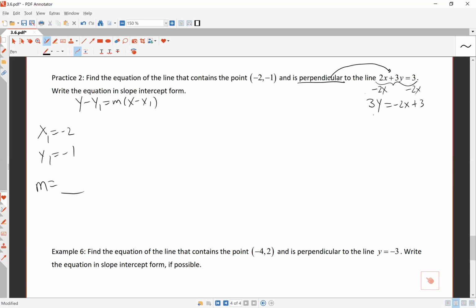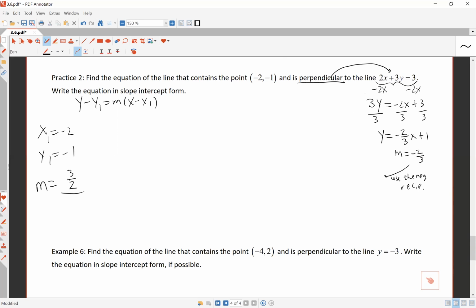Solving for y, we divide by 3. And we get y equals negative 2/3 x plus 1. This line has a slope that's negative 2/3. So we use the negative reciprocal. Negative 2/3 has a negative reciprocal of 3/2. Change the sign, negative to positive, and reverse the numerator and denominator to 3/2.